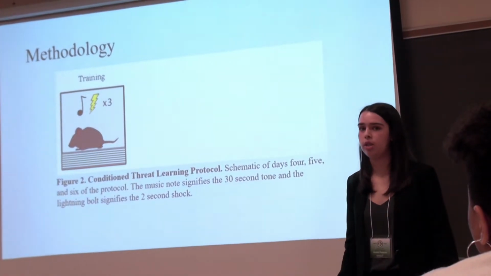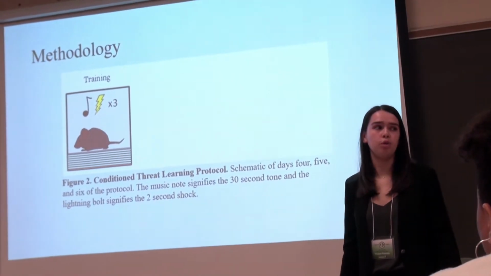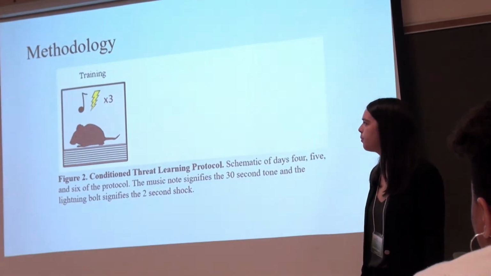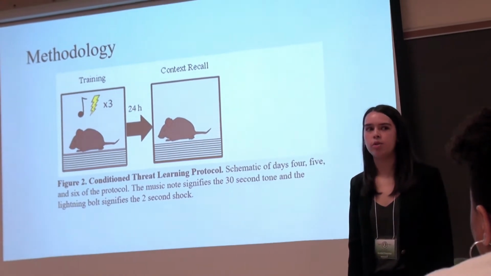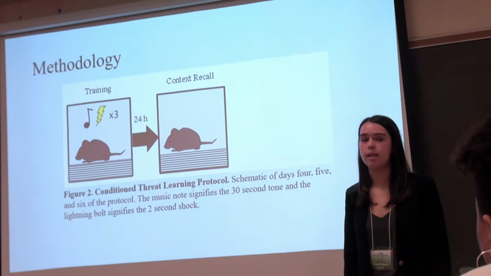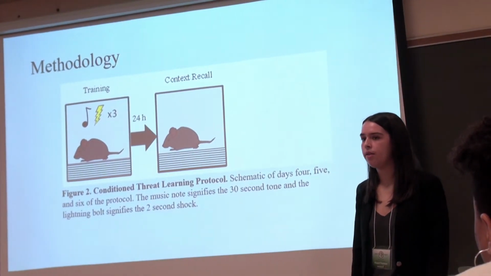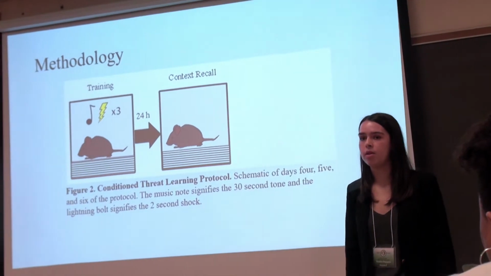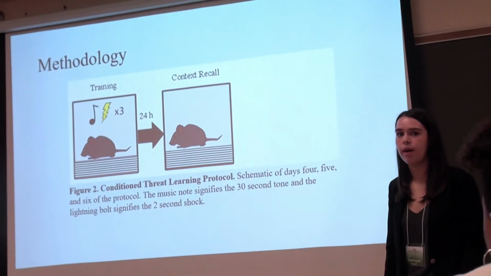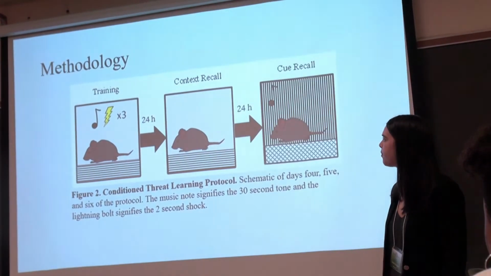It feels like a pinch to the mice. This teaches the mice to associate the neutral context and the neutral tone with the aversive stimulus. 24 hours after the training protocol, mice were placed back into the same neutral context and percent freezing was analyzed. Percent freezing is an analysis of the anxiety levels of the mouse, therefore a measure of how much they learn to associate the context with the aversive stimulus.